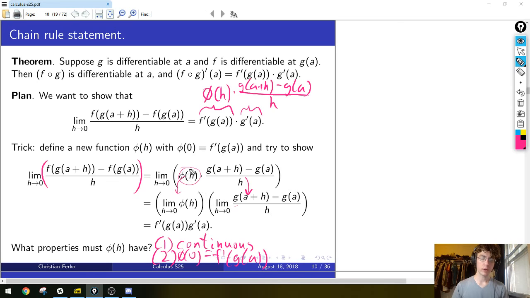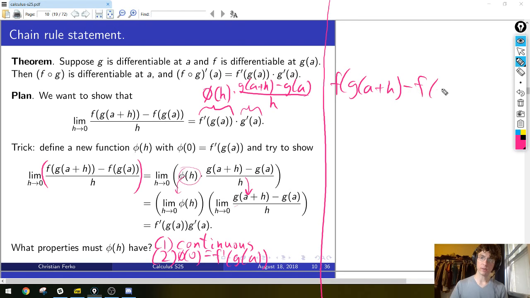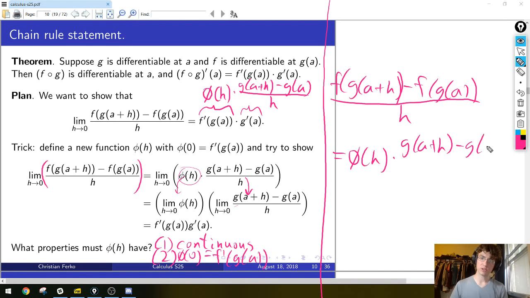So what should phi be equal to away from 0? If I'm going to match up the left and right side of this first line of the equation inside the limit, which means h not equal to 0, let me just write out the left and right side. I'm trying to match up f of g of a plus h minus f of g of a, all over h. That's inside the limit on the left side. I'm trying to match that up to the product phi of h times g of a plus h minus g of a over h. So I'll ask you to do the algebra.